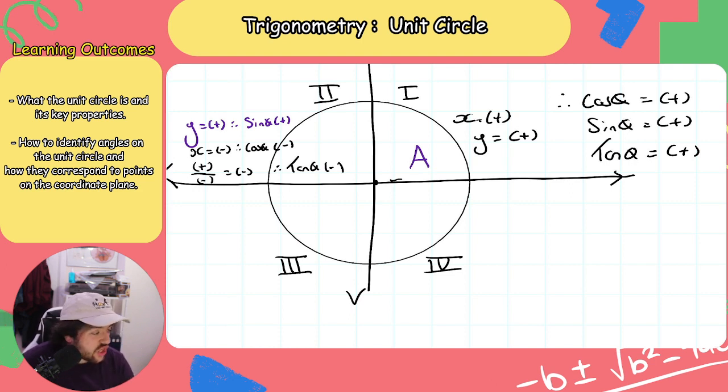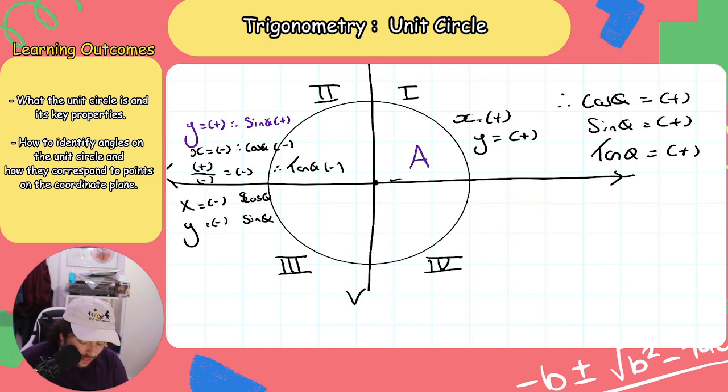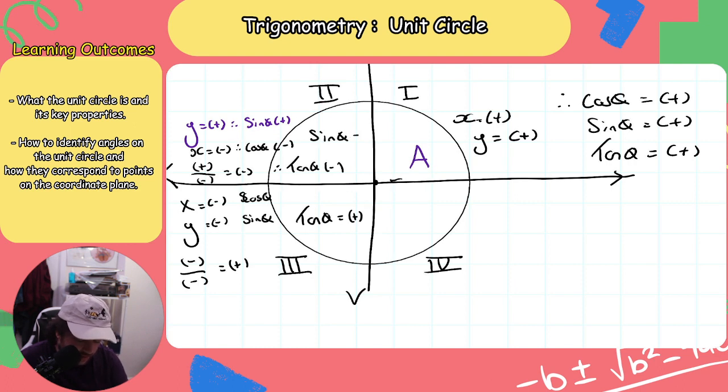Then same again in the third quadrant. Now in the third quadrant, both my x coordinates and my y coordinates are negative. So that's my cosine and sine. What about tan though? Negative divided by negative gives me a positive. Therefore, tan is positive. Right, I should say sine is positive here.